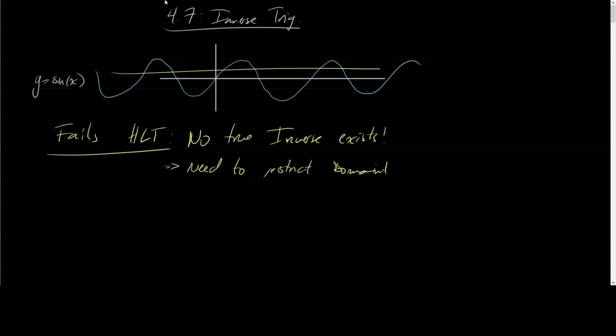And the way we're going to do that is, well, we're going to look at this piece right here. Actually, nope, that's not it. This piece. There we go. That piece right there happens to be one-to-one because in there it would actually pass the horizontal line test. And in here we're going to go from negative pi over 2 to positive pi over 2. So that is the domain we're going to be looking at.